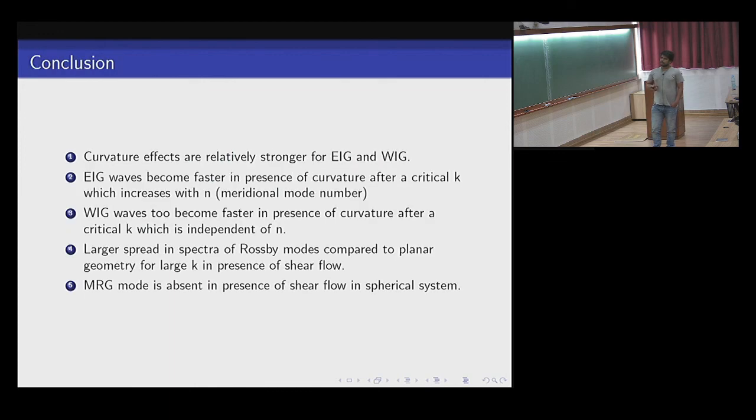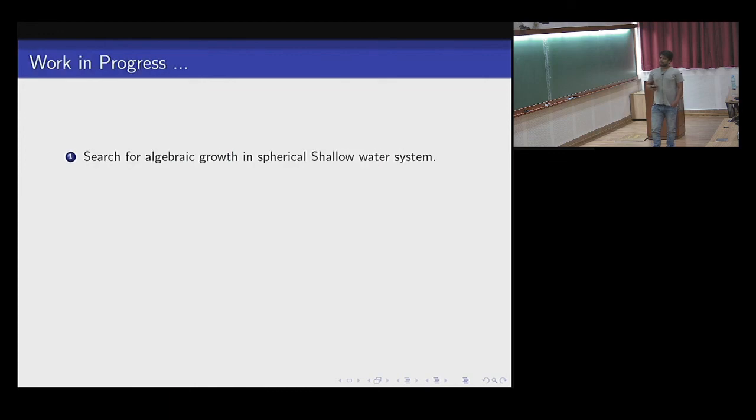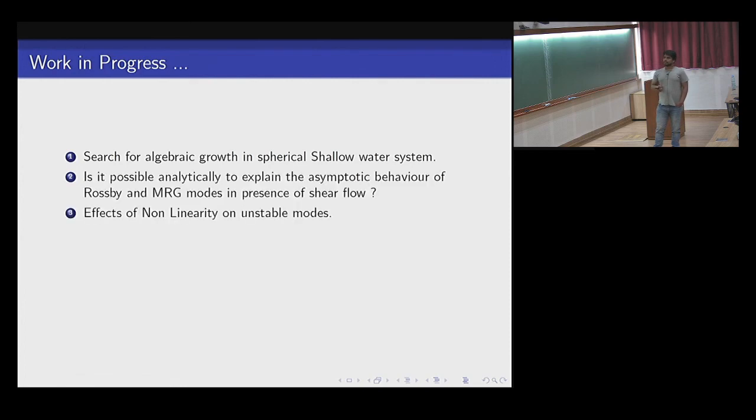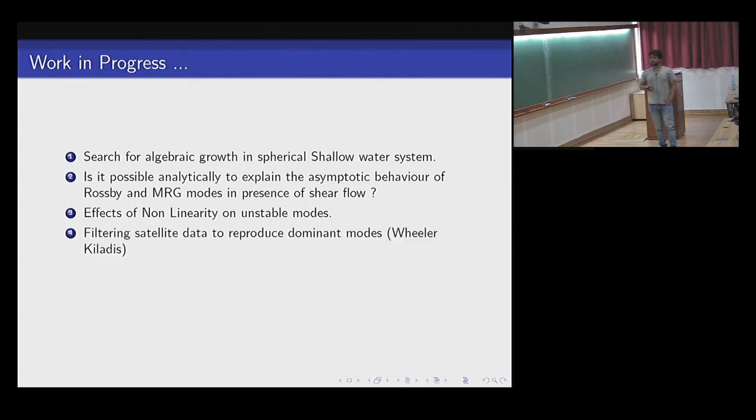One of the other questions that we want to address is whether there is a significant transient growth, as we saw in the planar case, in the spherical case, and whether it is possible to come up with a theoretical explanation for the asymptotics of the mixed Rossby gravity and the Rossby waves, and how the nonlinearity changes the unstable modes of the linear system.